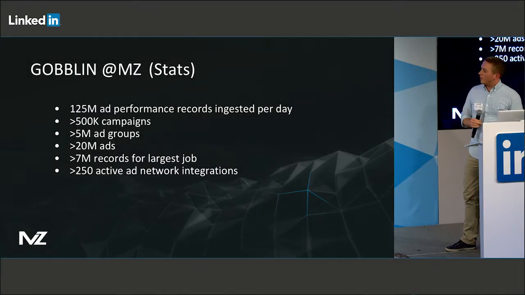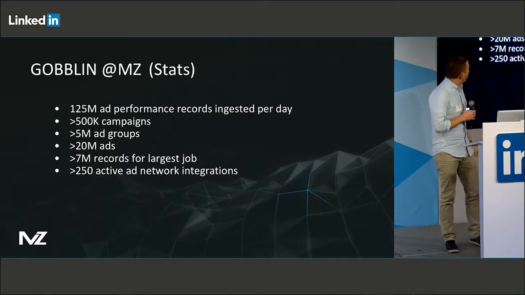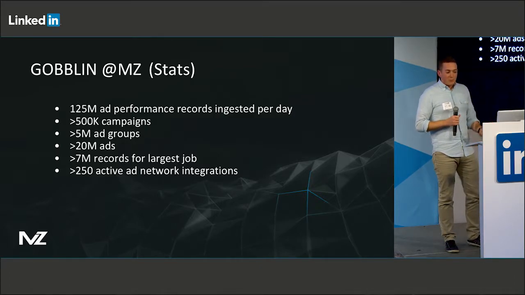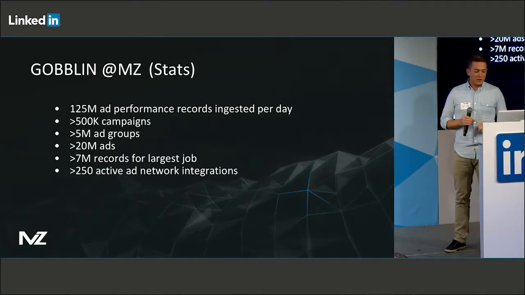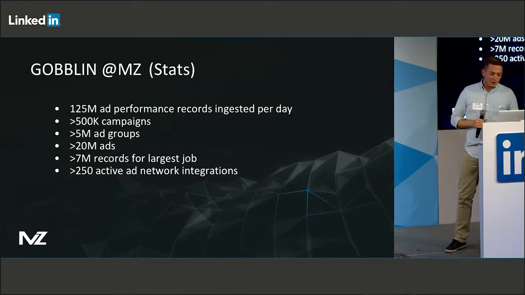These are some stats around what we're using currently with Goblin. We ingest about 125 million records per day for just spend data. We manage over 500,000 ad campaigns, 5 million ad groups, 20 million ads.